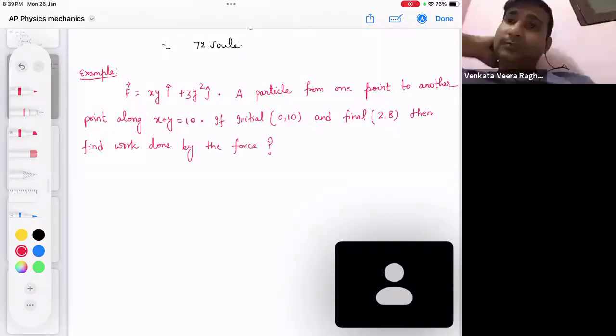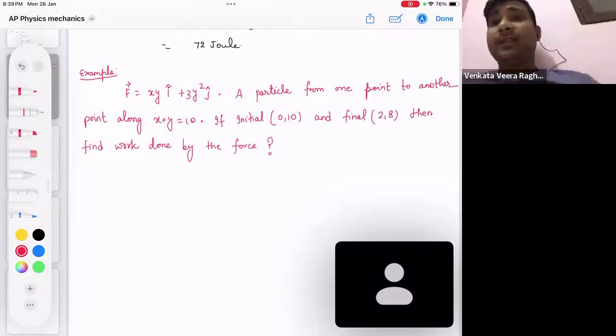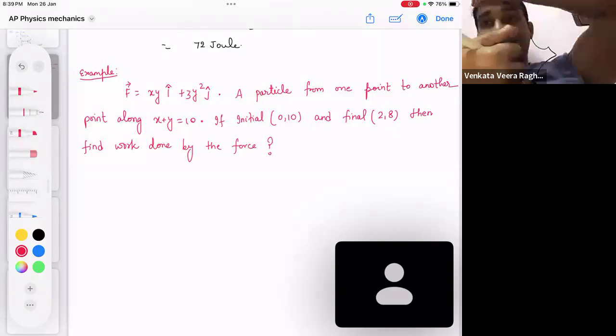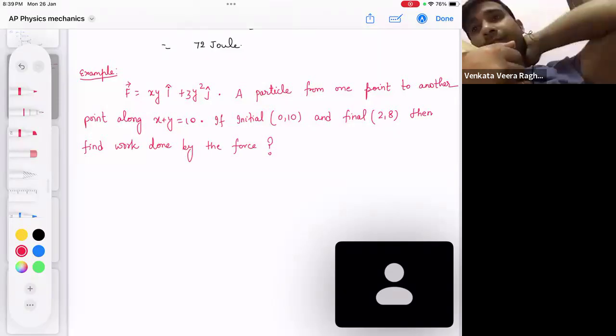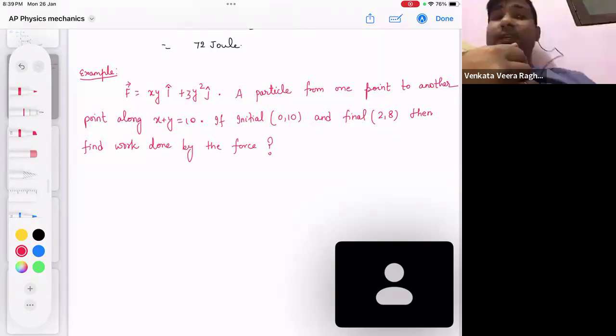Here, how do you solve it? If force becomes variable in x and y, both of them, how do I calculate the work done now? Please tell me. Initial point and final point is given to us, and how the particle goes from initial to final point is also given in the question to us.